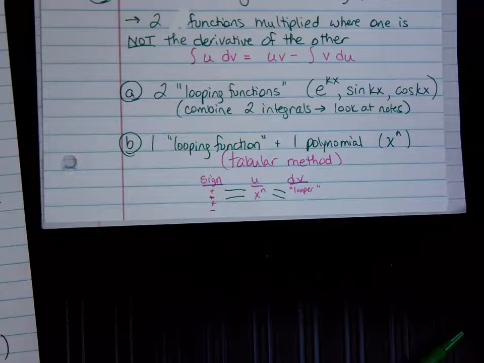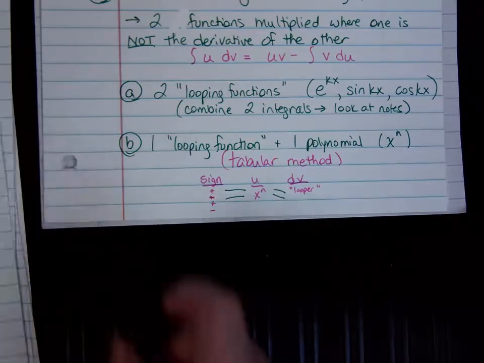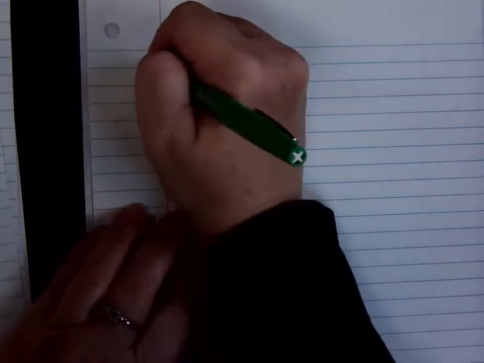All right. Now, give me just a second to make some adjustments here and go to the other piece of paper. Method number 3 was partial fractions.